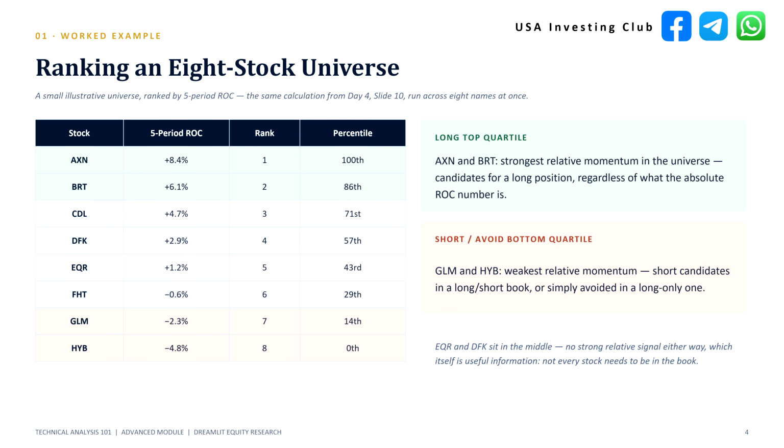Applying the long top, short bottom rule, AXN and BRT, the top quartile, show the strongest relative momentum in the universe, candidates for a long position, regardless of what the absolute ROC number happens to be. GLM and HYB, the bottom quartile, show the weakest relative momentum, short candidates in a long short book, or simply avoided entirely in a long only one. And notice EQR and DFK sitting in the middle. No strong relative signal either way, which is itself useful information. Not every stock in the universe needs to end up in the book.